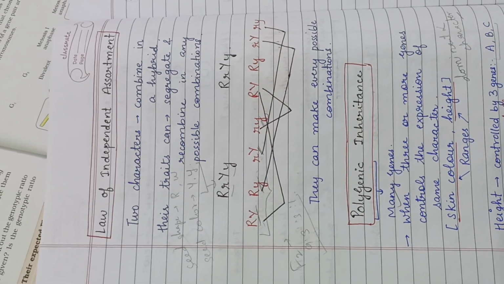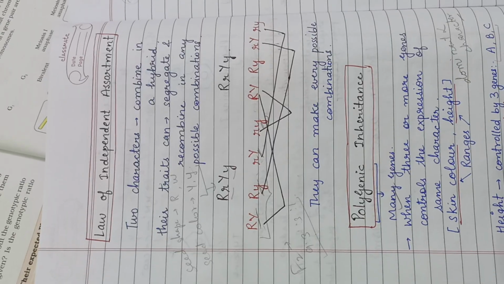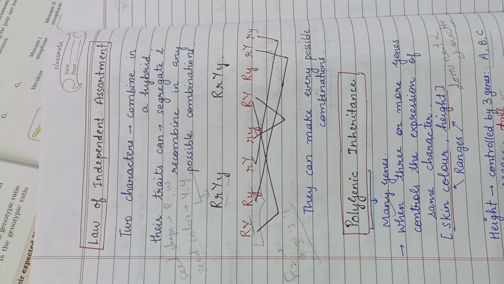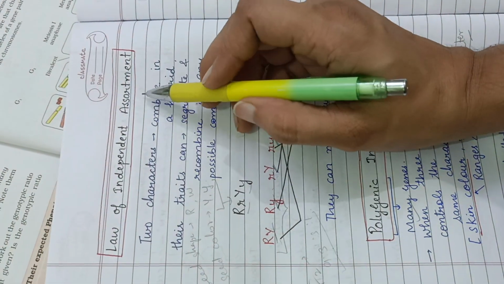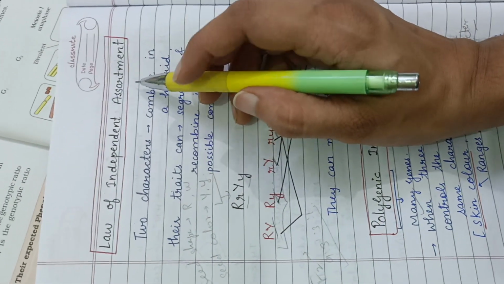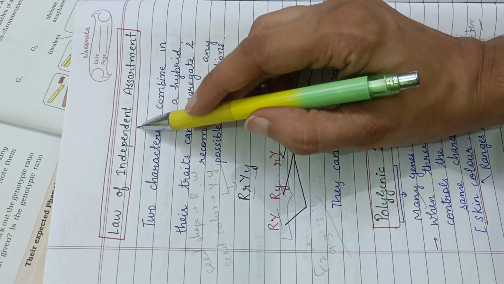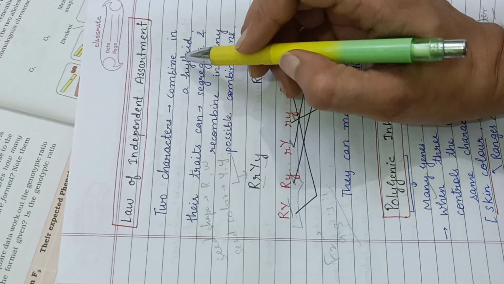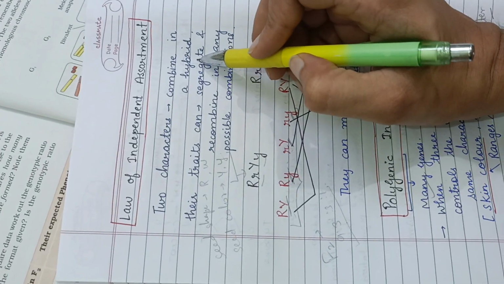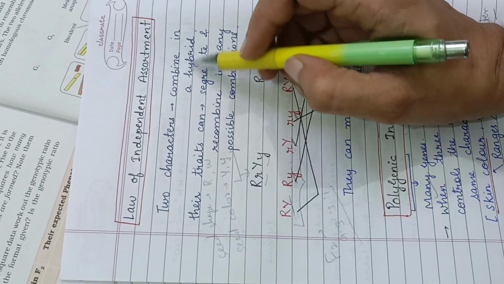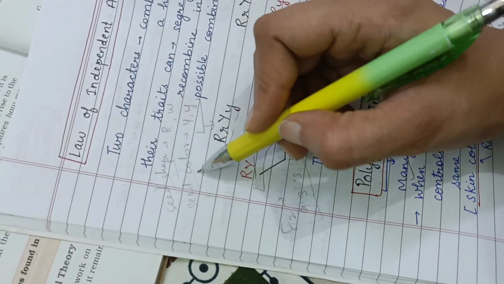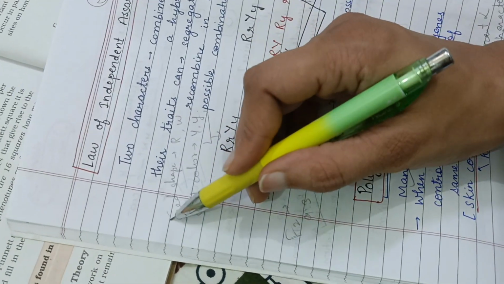So we have already read about the dihybrid cross. Now we are learning the another law given by Mendel, that is the law of independent assortment, that is directly linked to dihybrid cross. So according to the independent assortment of Mendel, two characters combine to form a new hybrid, right? So what are they trying to say? Suppose seed shape and seed color, there are two characters here.